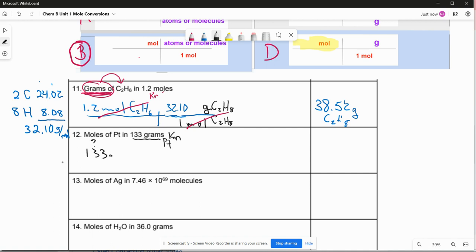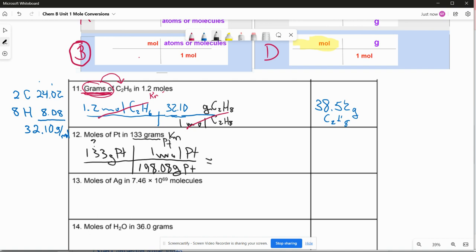It looks like this: 133 grams of platinum, multiplied by the conversion factor from our periodic table. This time we want grams of platinum on the bottom, so we're going to be dividing by that, and 1 mole of platinum goes on the top. We look up platinum on the periodic table. It's atomic number 78, and it has a molar mass of 198.08 grams per 1 mole.